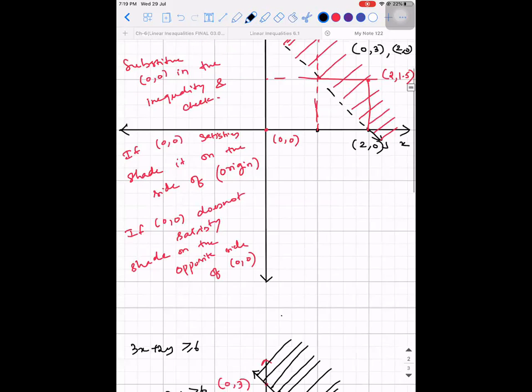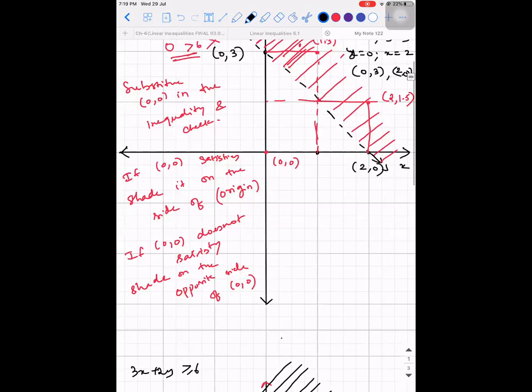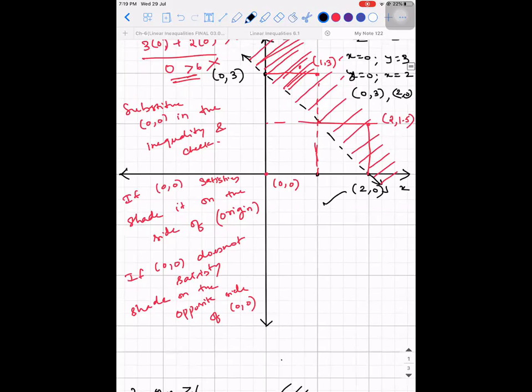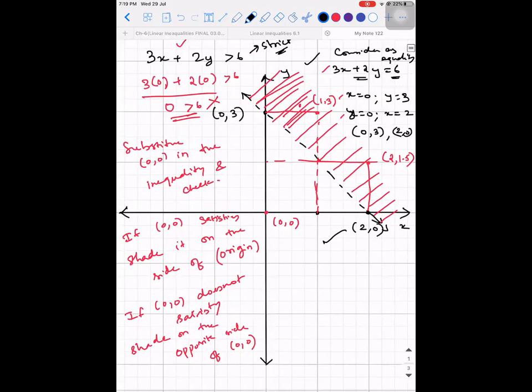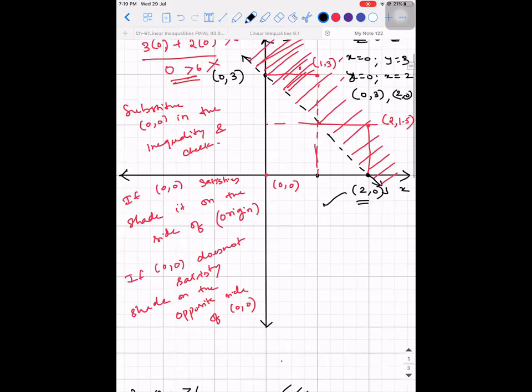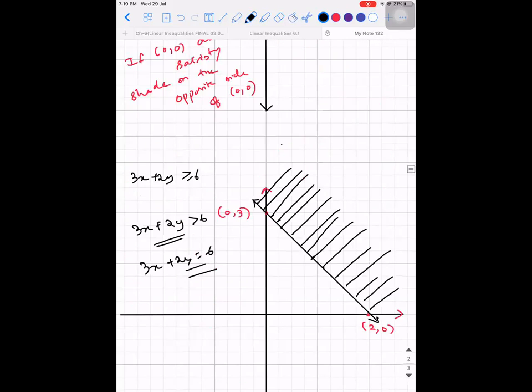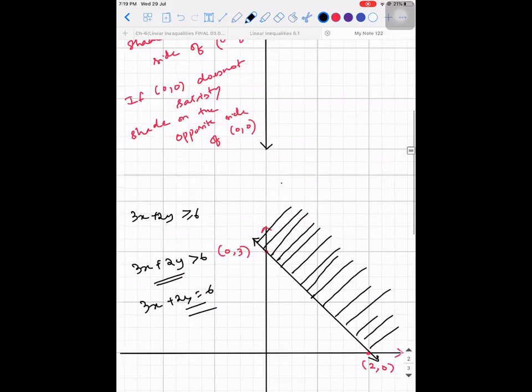Whereas if I draw dotted lines, it is because the points on the line will not satisfy the inequality. For example, what is a point on the line? One of such points is 2, 0. Substitute 2, 0 and see. What do you get? 6 is greater than 6, which is mathematically not right. So 6 should be equal to 6. If it is equal to, then I can use a continuous line. If it is not equal to, that is the reason why I am using a dotted line.